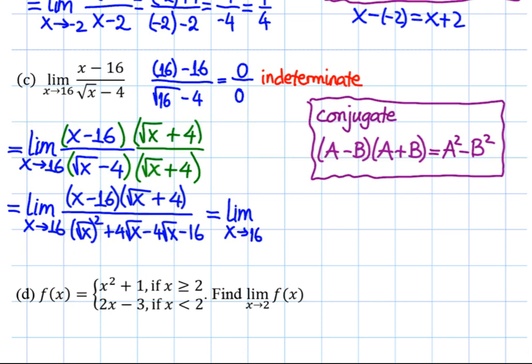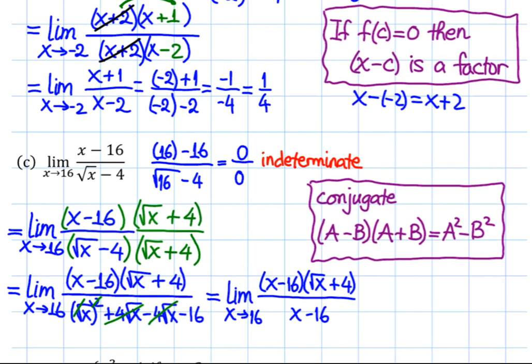And then we simplify. We cancel the square root. 4 square root of x minus 4 square root of x minus 16. To simplify everything, we should have x minus 16 on the top, square root of x plus 4, and x minus 16 at the bottom.